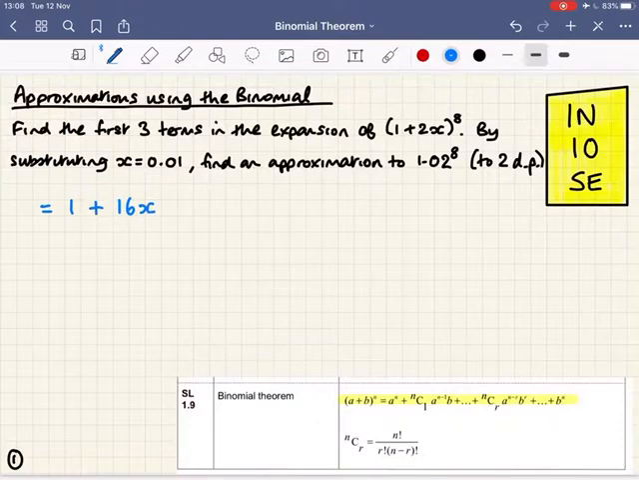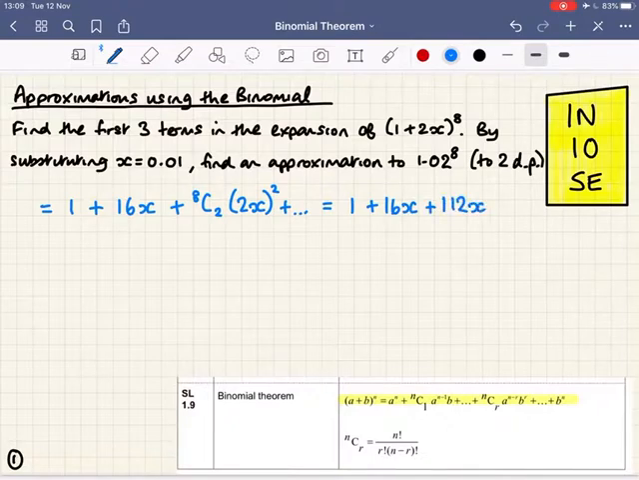Nice and straightforward. And the third term will be 8c2, which is 28, and then I'll write this down in full so you can see 8c2 and then times 2x all squared. And then we're going to stop there because we're only asked to find the first three terms. 8c2, go back to the earlier videos if you can't remember how to calculate that by numerical methods yourself without a calculator. But 8c2 is 28. So that becomes 1 plus 16x plus 28 times 4 is 112x squared. And I'm not going any further than that because the question doesn't want me to.